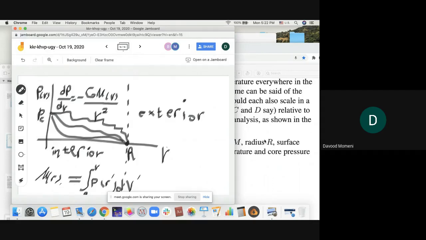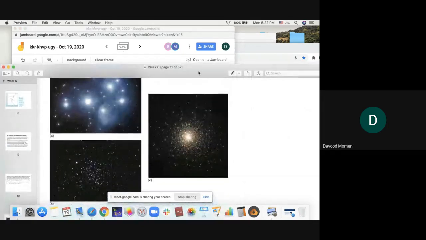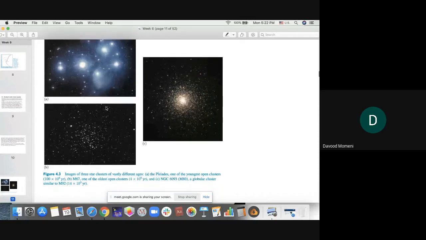So I will stop it here. This one is about clusters. This is an example of clusters: young cluster, old cluster, and globular cluster. For each one, you can calculate the age. For example, for the younger cluster the age is 100 million years. M67 is the oldest open cluster. You see that this is a closed cluster, and this is a very open cluster.